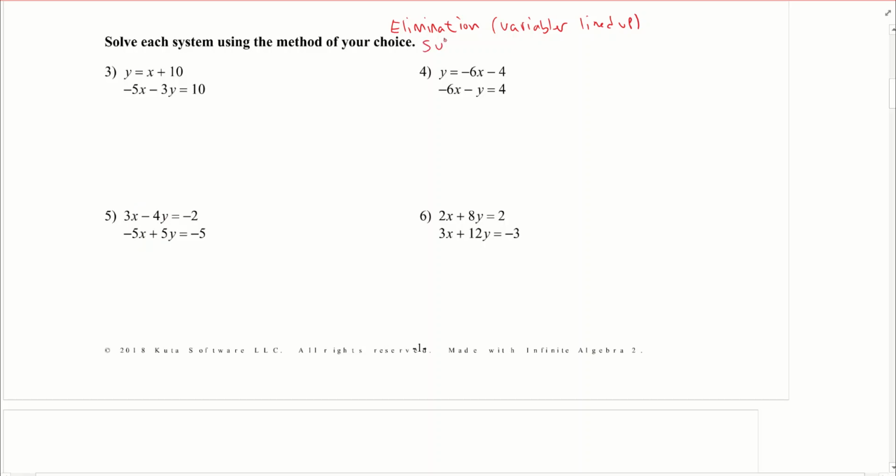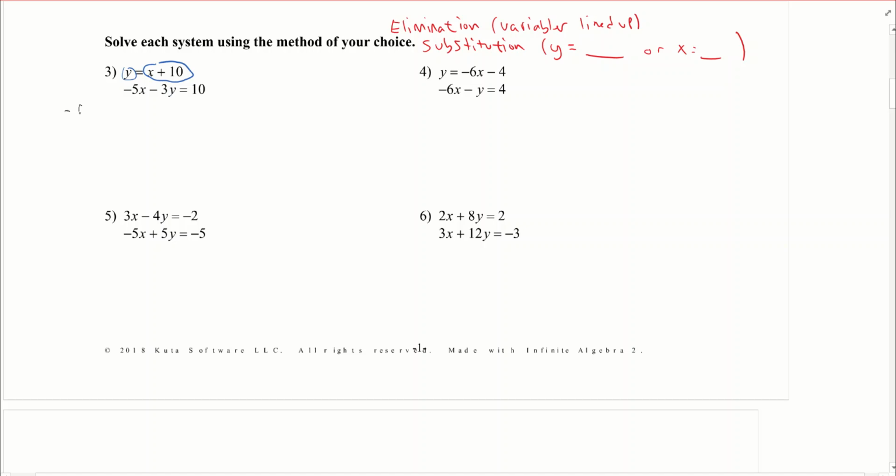And there's also substitution, which is when you have like y equals something or you have x equals something, right? It's already solved for y or x. And so in this first problem, I see that this first equation is already solved for y. So what I'm going to do is, I know that y is x plus 10. I'm going to substitute into the second equation. I'm going to replace y with x plus 10.